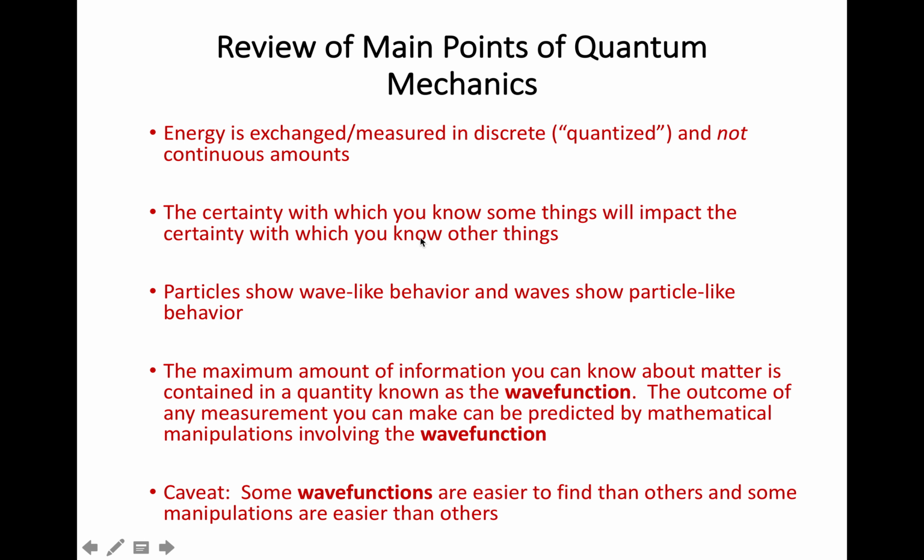Okay, the certainty with which you know some things will happen impacts the certainty with which you know other things. This is the uncertainty principle. We've got particles that show wave-like behavior and waves that show particle-like behavior. This is something we've seen with the wave packet. The maximum amount of information you can know about something is contained in the wave function, right? This is how we specify our systems in quantum mechanics, through the wave function.